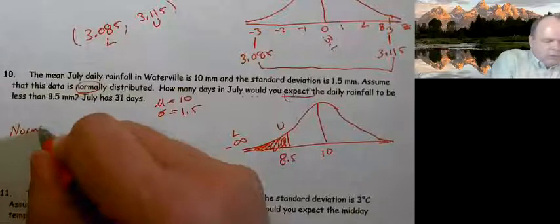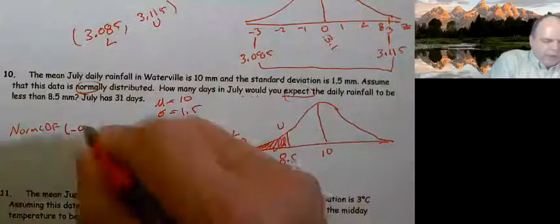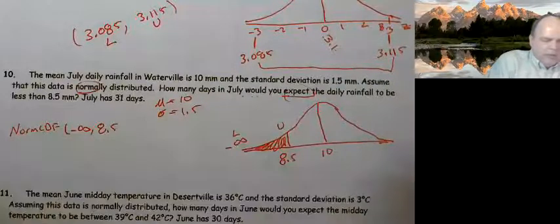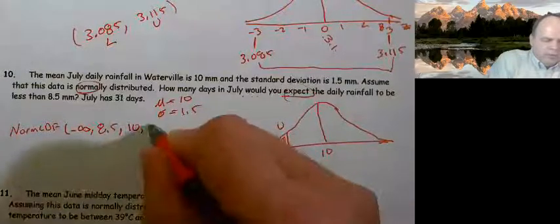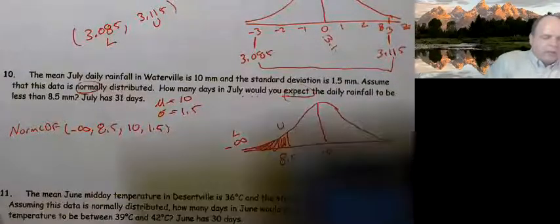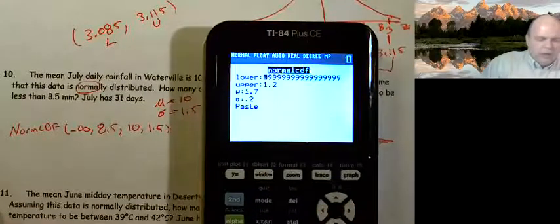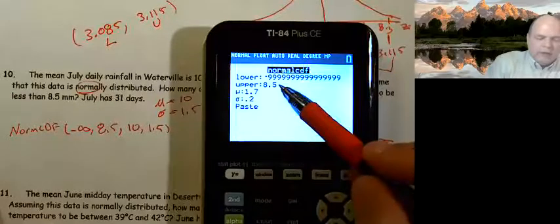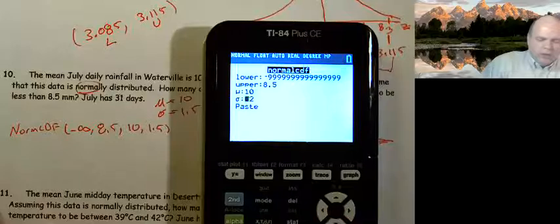Norm CDF, lower bound negative infinity, upper bound is 8.5, mean of 10, standard deviation is 1.5. Let's calculate that. Now remember, we're calculating a probability. That's all we're calculating right now. So second vars, norm CDF, negative infinity, so a bunch of 9s. Lower bound is negative infinity. Upper bound is 8.5. My mean is 10. And my standard deviation is 1.5.